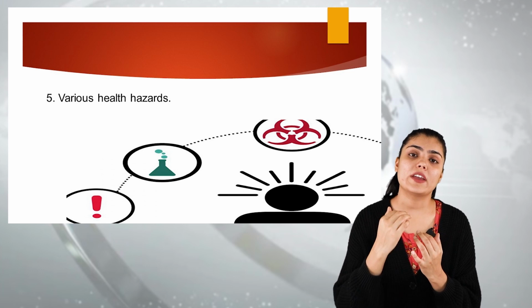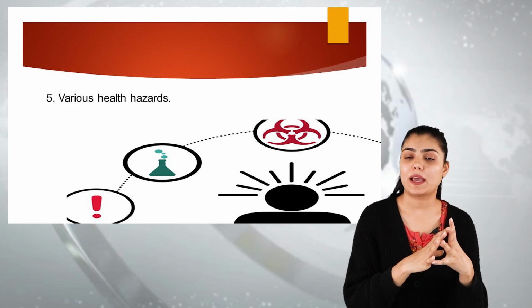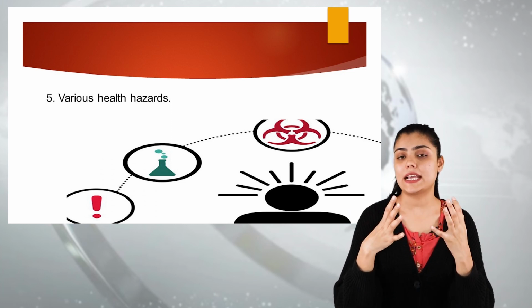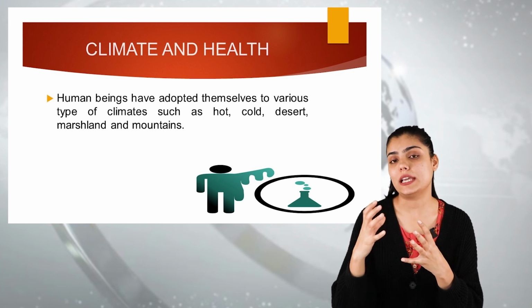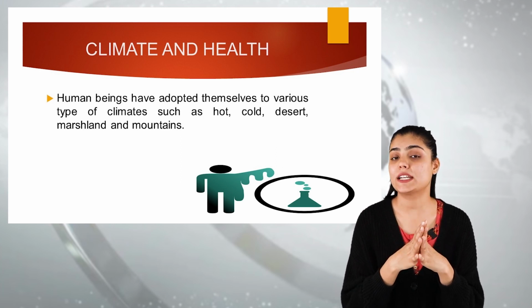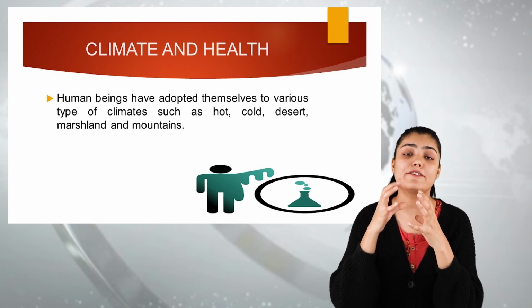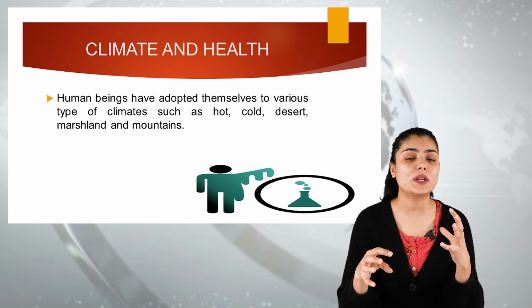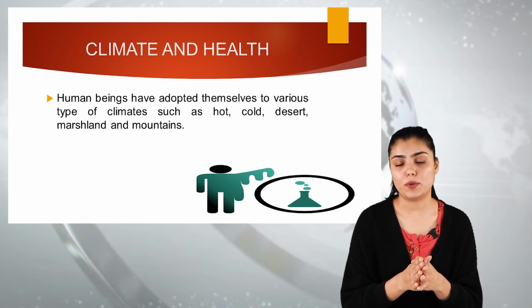People will be suffering from various different health hazards. I hope you've understood what is the impact of climatic change on the environment as well as on human beings. Now, let us see how climate is associated with health. By now, you've already understood how climate is affected and how that particular factor affects other factors, which will eventually affect the health of an individual or the entire human population.